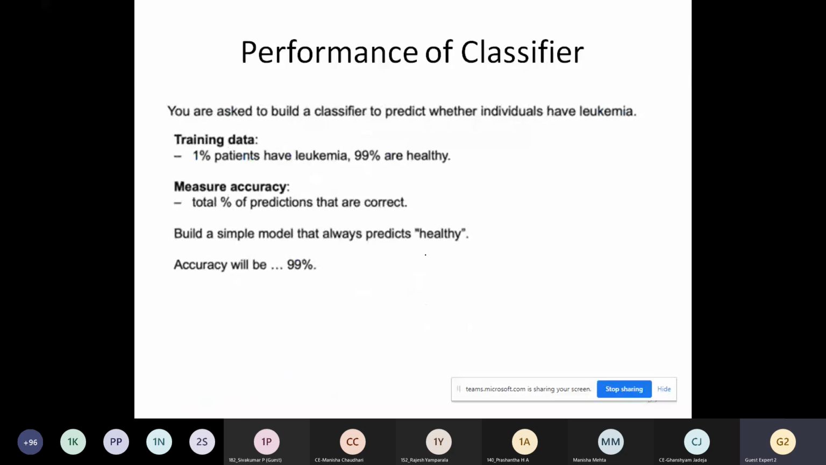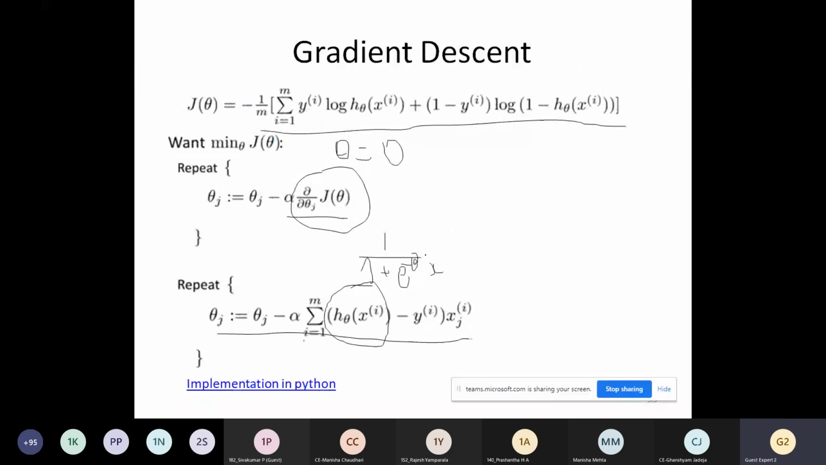I'll show you the implementation later if time permits. Otherwise, I will send you the programs, so during the lab session you can see them. If you have any doubt in the program, you can send me an email, you can ask.